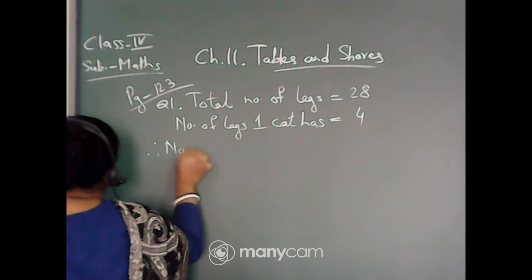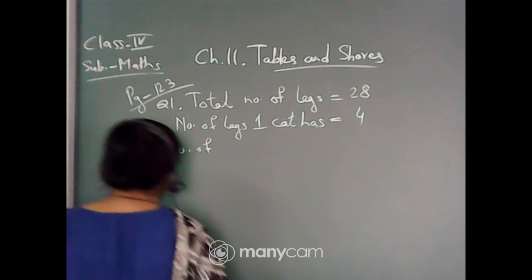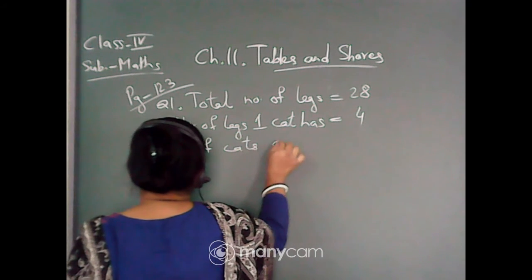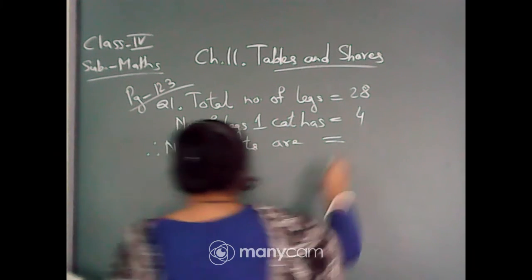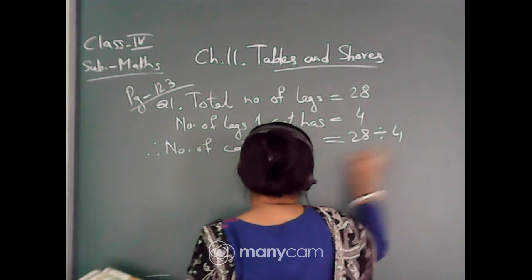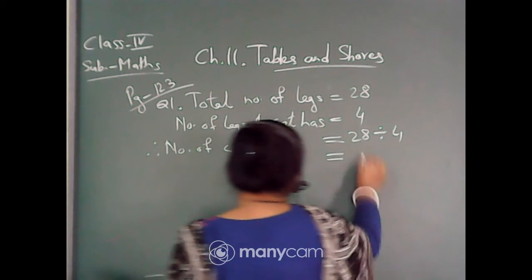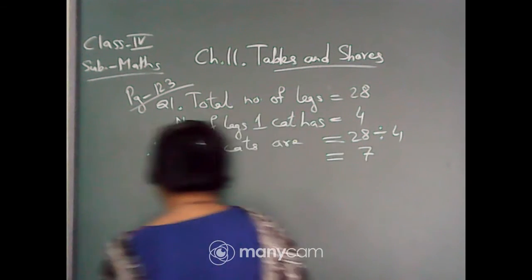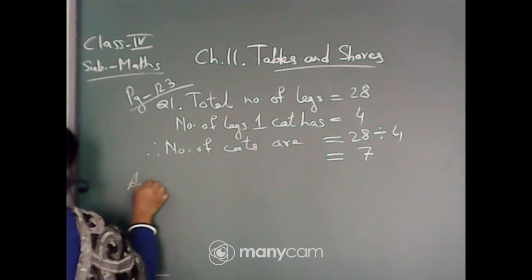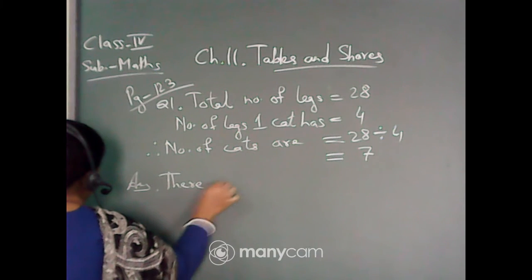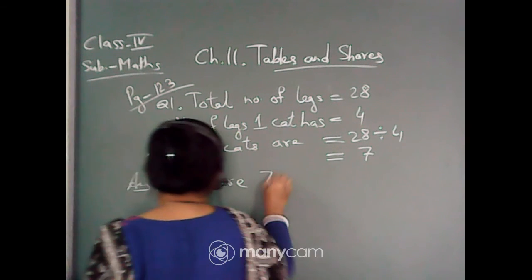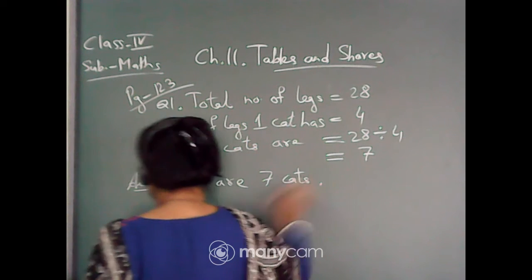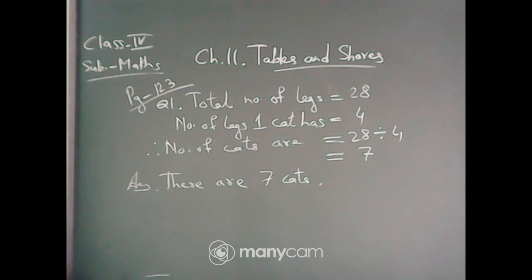Therefore, number of cats are 28 divided by 4. When you divide by 4, it will be 7 because 7 fours are 28. So in the answer you will write there are 7 cats. Write it down in your copy. There are 7 cats.